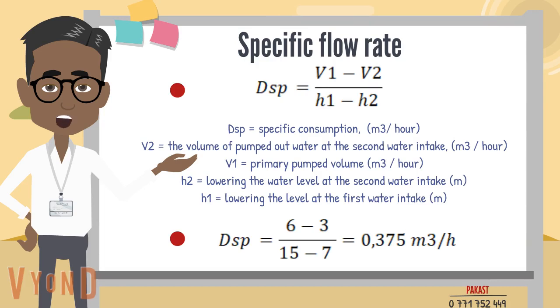Returning to the conventional well, with a water intake of 3 cubic meters per hour, the difference between dynamics and statics was 7 meters. When remeasuring with a pump capacity of 6 cubic meters per hour, the difference was 15 meters. In total, the specific consumption will be 0.375 cubic meters an hour.